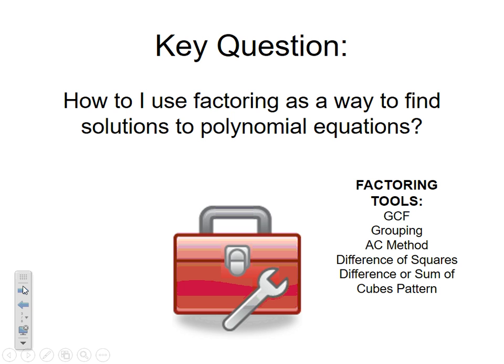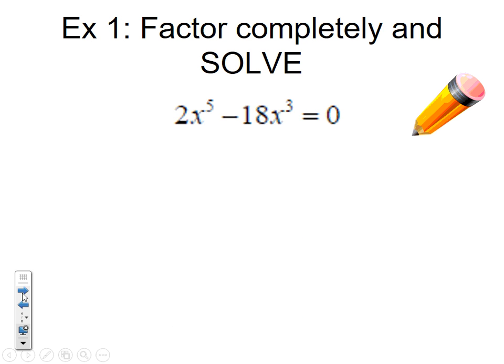So I'm going to give you guys 4 examples. All 4 examples need to be put into your notes, please, and thank you. All right. Here we go. Example number 1, factor completely and solve. So the first thing that we have to look at in all of these, you guys, is that we're looking for that greatest common factor.